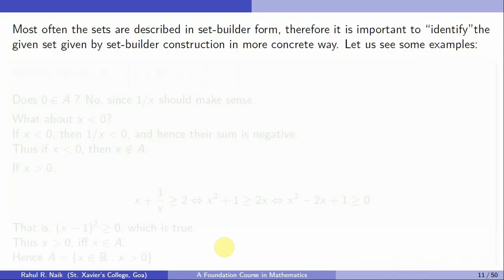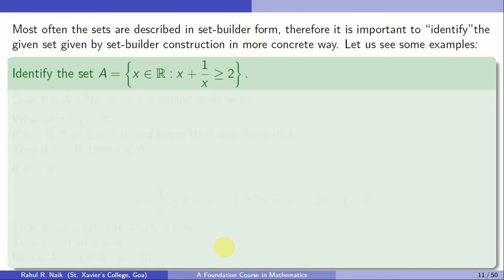Now, most of the time we denote a set in set builder form, because that's an easier way. But we fail to identify what kind of elements that set has. How do we observe what the explicit elements of the given set are? So let us see an example over here. Identify the set. You need to identify what exactly the elements of A are.